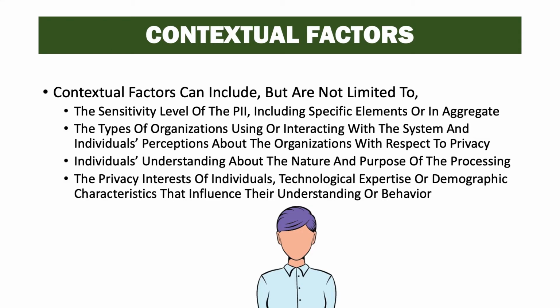Contextual factors we talked about in the last slide can include, but are not limited to, the sensitivity level of the PII, including specific elements or in aggregate, the types of organizations using or interacting with the system, and individuals' perceptions about the organizations with respect to privacy, individuals' understanding about the nature and purpose of processing, and the privacy interests of individuals, technological expertise, or demographic characteristics that influence their understanding or behavior. These are the contextual factors we talked about, and they impact the way we will protect PII, as well as other types of information on the system. This is factored into our risk assessment.